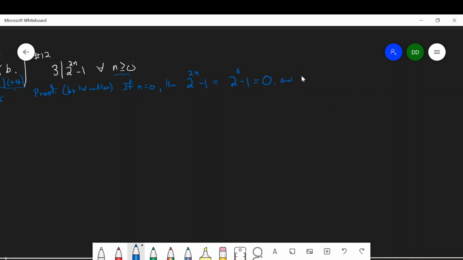Yes. Everything divides 0, except for itself. And 3 divides 0. Cool. So that's a base. So we have a base.